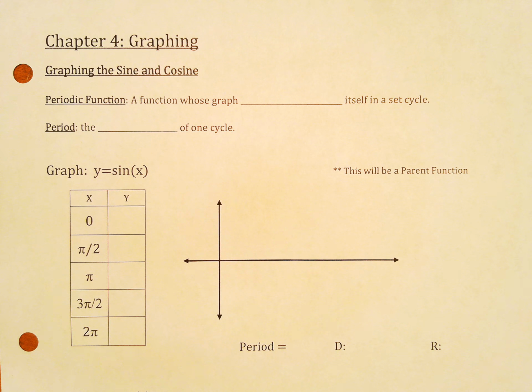But then from here on out, we'll add our horizontal shifts, vertical shifts, period changes, and so on and so forth, until we get a function at the end with all of those transformations. So we'll just add on a little bit every time.